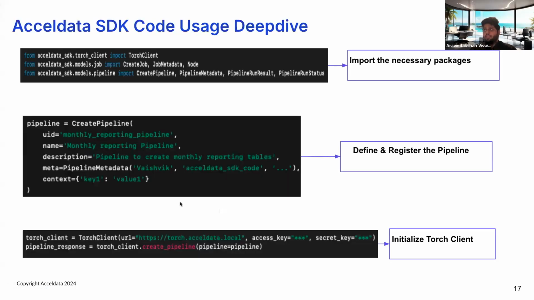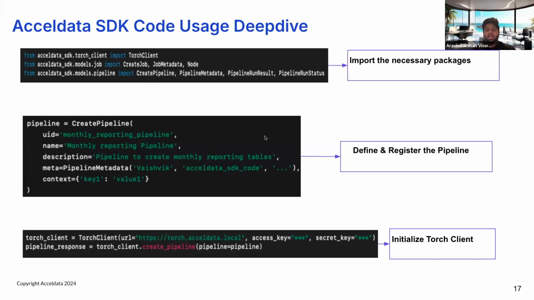So before we move on to the demo, I would like to quickly show you the Axel Data SDK usage and its deep dive, right? Like how quickly we can enable a pipeline and view it on the Accelerator UI. These are some of the basic packages that need to be imported, right? Within the Accelerator underscore SDK, these are the packages that need to be imported. So first we'll have to import this necessary package, and the next step is the creation of the pipeline itself.